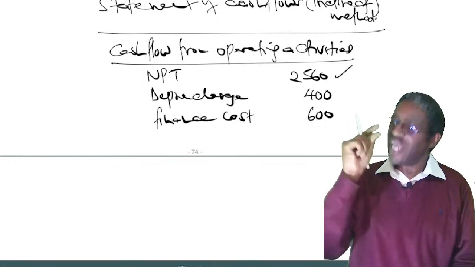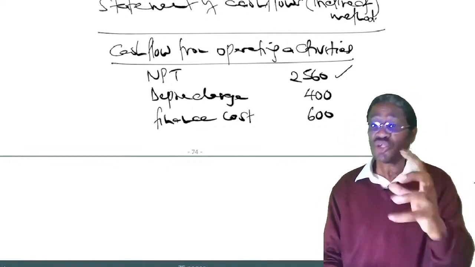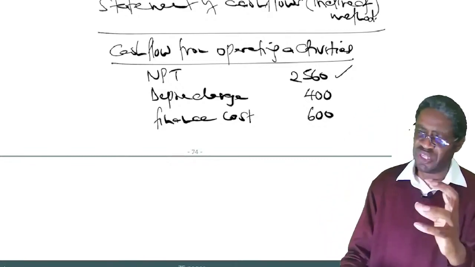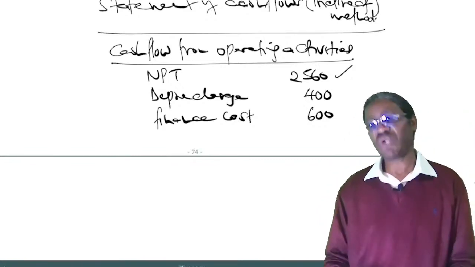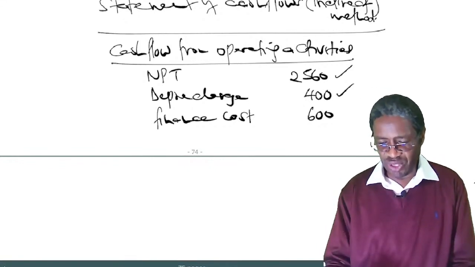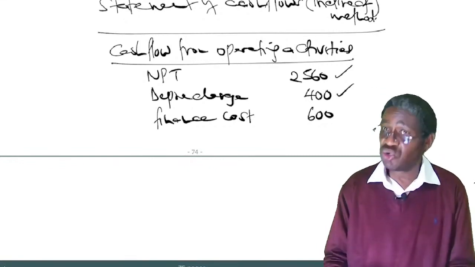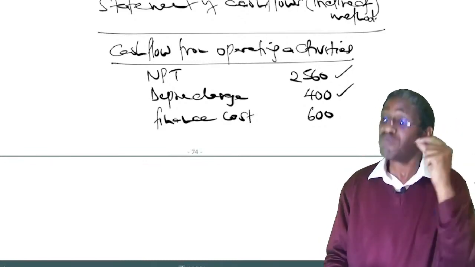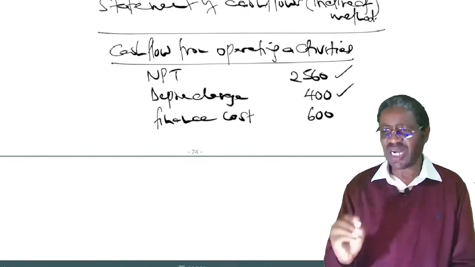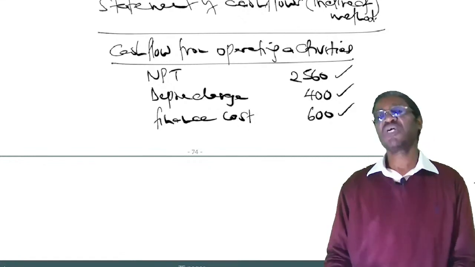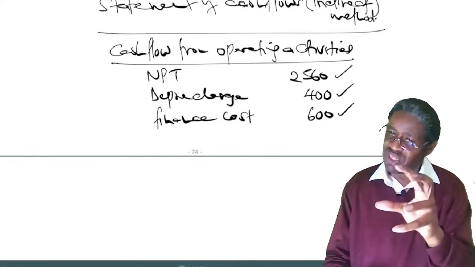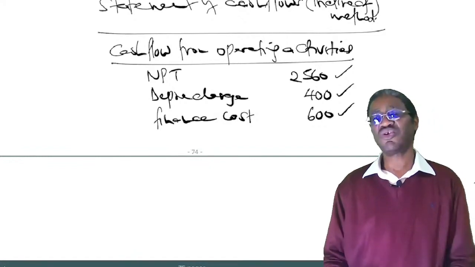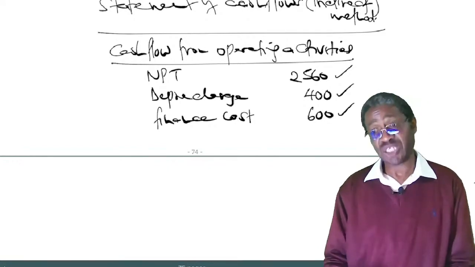I told you, in any question you ever did or you will ever do, two non-cash items will always be there. One of them being the depreciation charge for the year. If the question gives it to you, pick it. If it does not give it to you, you must have calculated it. The second non-cash item is what we are calling finance cost. That is something you just go pick from the income statement that the question has given you, and you bring it to the group cash flow statement.